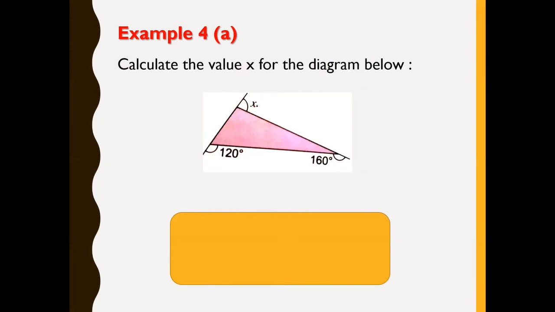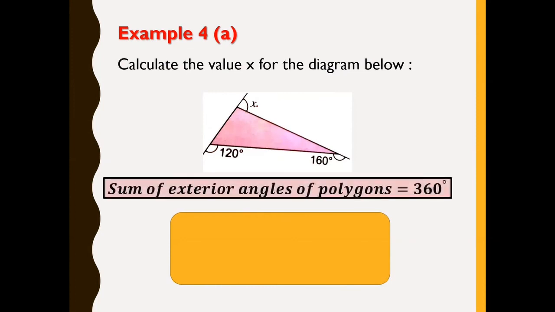So if you already know the sum of the exterior angles of the polygon is equal to 360, we can see that this is an exterior angle, this is an exterior angle, this is another exterior angle. So in order to find x, we just need to use 360 minus 120 degrees and minus 160, so that you will get 80 degrees. Very easy, right? As long as you remember the sum of the exterior angles of a polygon must be equal to 360 degrees.